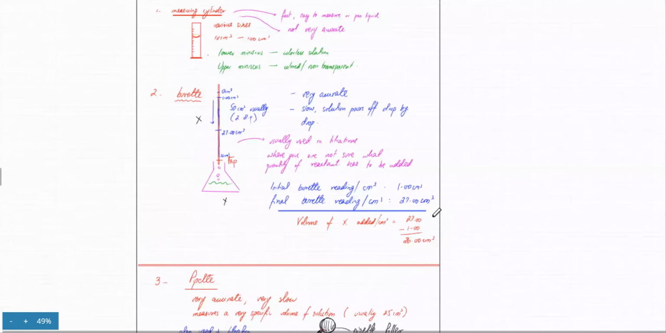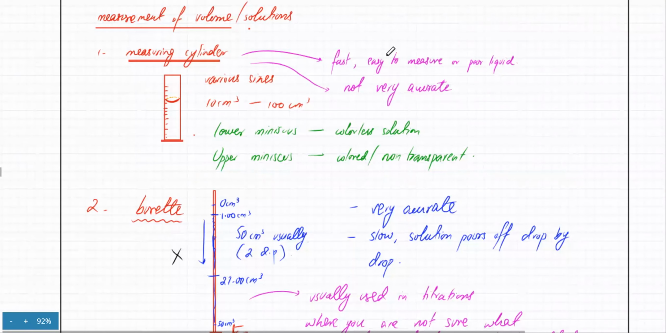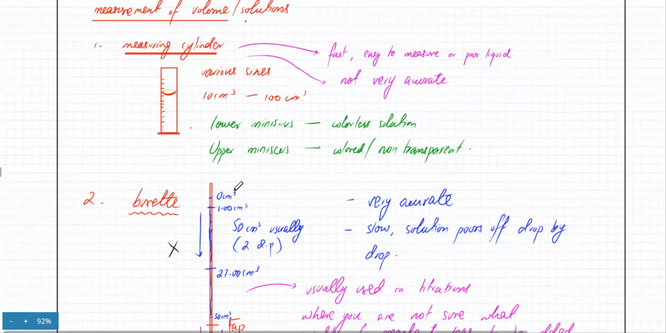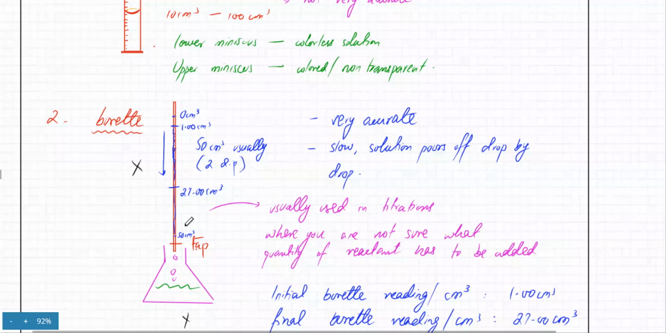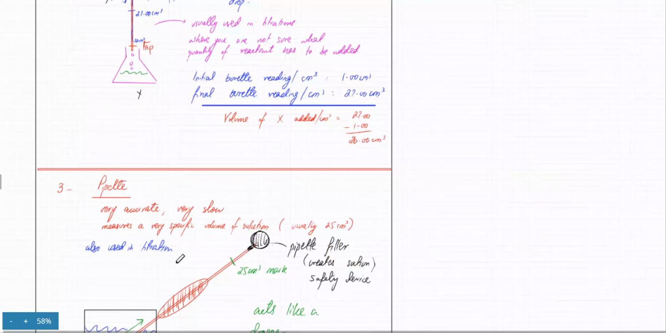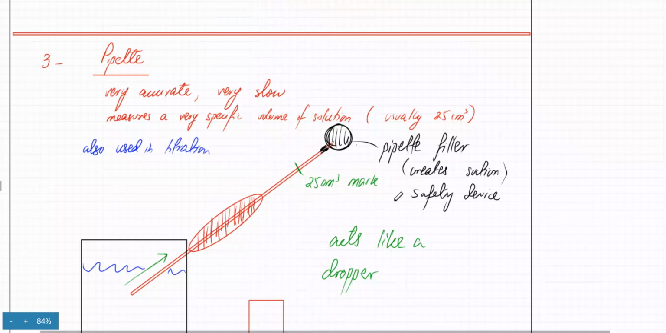ठीक है, तो just a quick revision of the measurement devices. Measuring cylinder, it's fast and easy to measure, but it's not very accurate. Burette, extremely accurate. You can measure any volumes, but the liquid pours off very, very slowly. So it's not fast. और pipette का main मसला है कि it only measures just one volume, which is 25 cm cube. So it's also very accurate, but it's also very slow. And दूसरा problem है कि it only measures just one volume.